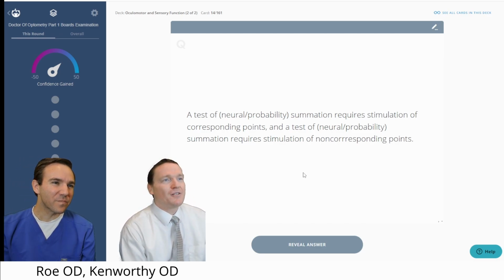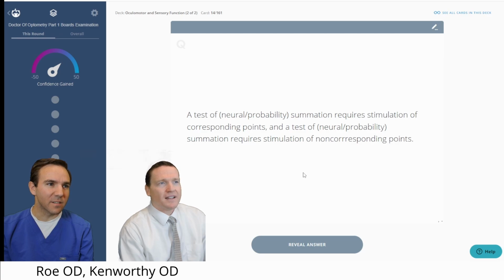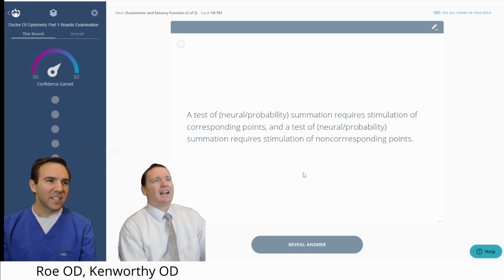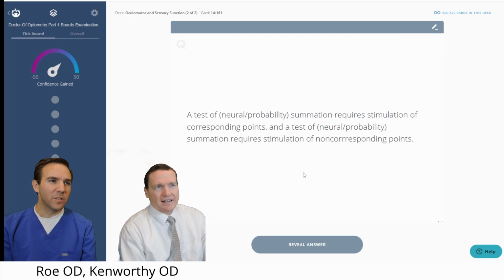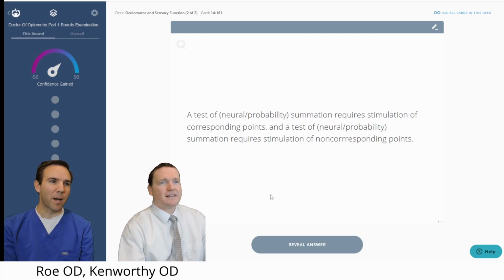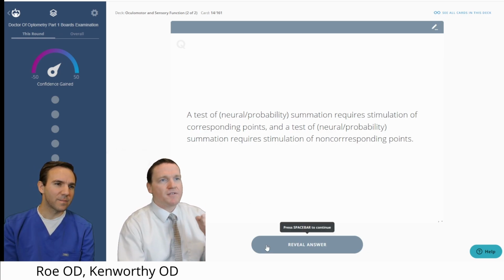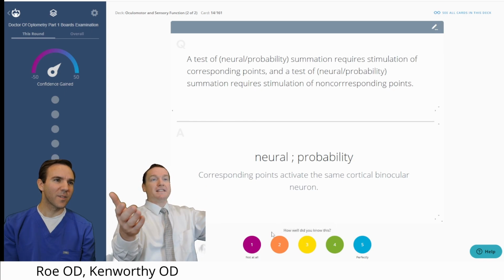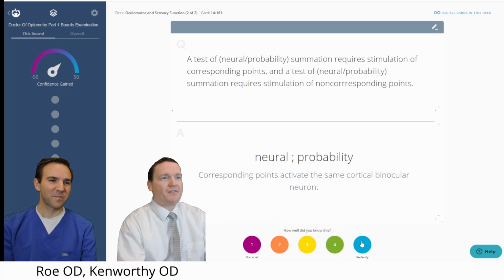A test of neural or probability summation requires stimulation of corresponding points. Test of summation requires stimulation of non-corresponding. The fact that it's asking for corresponding points, I would say those 2 have to work together for a neural wiring. So I would say neural summation for corresponding and then probability for non-corresponding. I'm going to go down on the sinking ship with you because I agree with you. You're right. We got it. Right. I love it. Okay, very good.